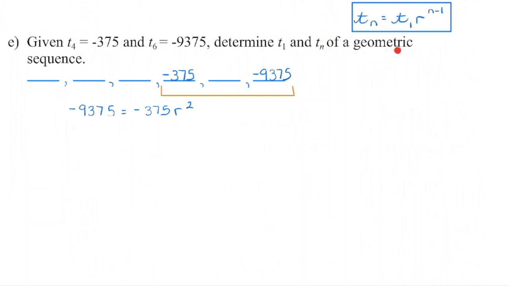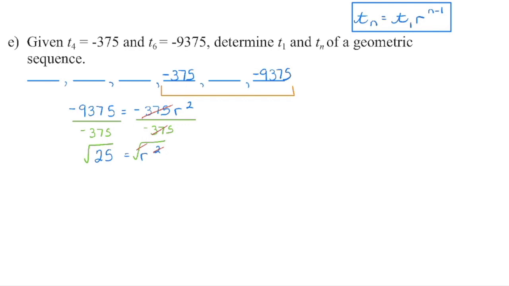We're told it's a geometric sequence, so we can begin the same way. From here to here, I'm multiplying by 2 common ratios, so we can go ahead and set that up. I'm going to divide out that negative 375, leaving me just with that r squared. And then in order to get rid of the squared, we're going to square root.